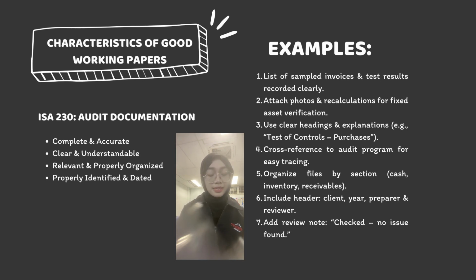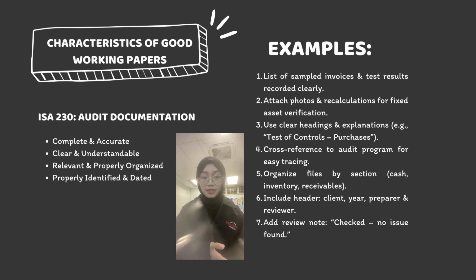Working papers should be easy to follow by any auditor who was not involved in the engagement. Clear explanation, titles, and cross-references help ensure understanding. For example, the auditor uses clear headings such as test of control purchases and includes notes explaining the objective, procedure, and findings. Each working paper is also properly referenced to the audit program, making it easy for the reviewer to trace back the work performed.